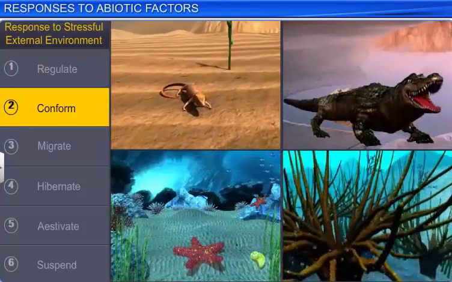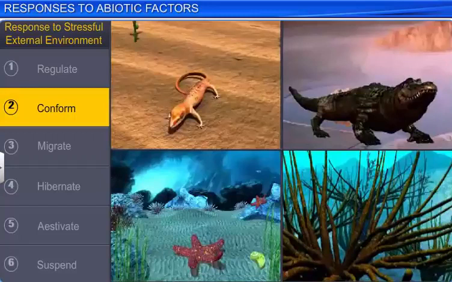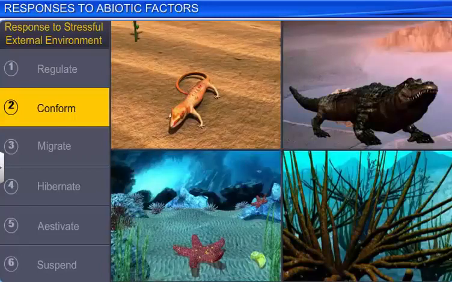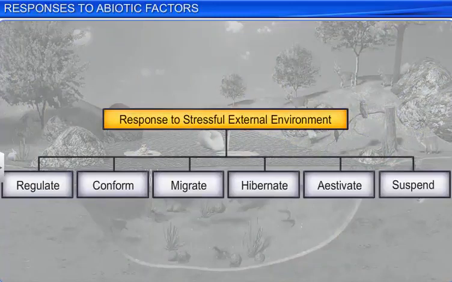Interestingly, during the course of evolution, the costs and benefits of maintaining a constant internal environment were taken into consideration, and thus some organisms have evolved to become regulators, while others have remained conformers. Sometimes, stressful external conditions may be localized or have a short duration. In such situations, organisms may migrate, hibernate, estivate, or suspend to survive.